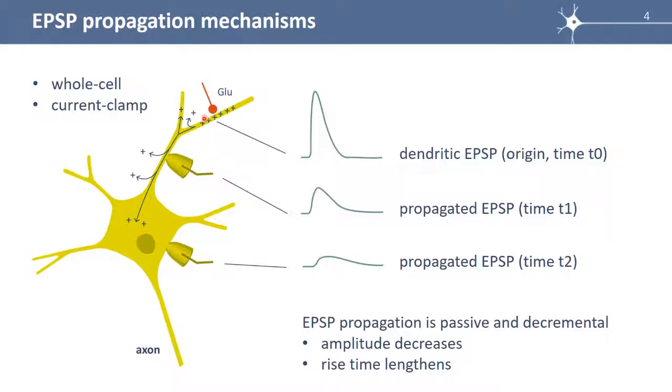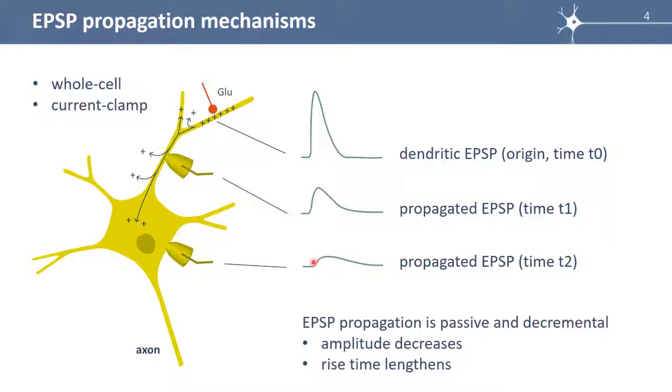The synapse is on the dendrite here, far from the soma. This is the origin of the EPSP, and if we recorded here, we would have an EPSP of that amplitude at time 0. Then at time 1, when it's between the soma and the dendrite, and at time 2, when it's in the soma, how is the amplitude of the EPSP? Here the amplitude had decreased, and here in the soma it has decreased a lot.